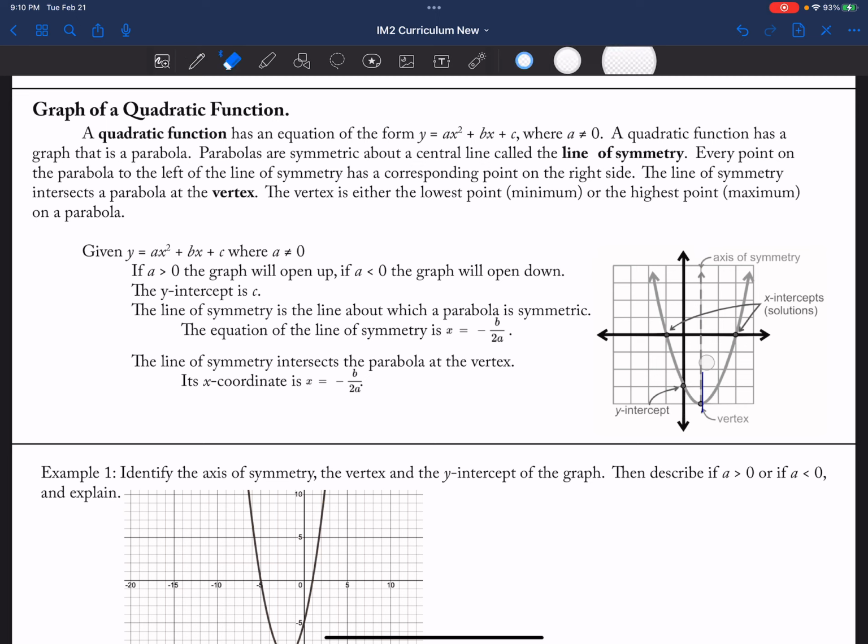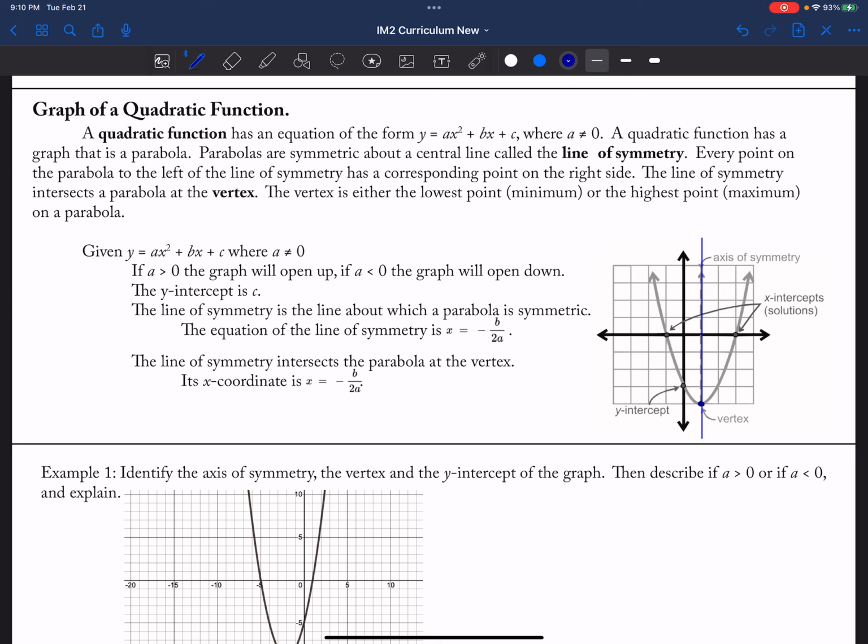Okay, so I'm going to erase that. Let's draw a better line. And on that line of symmetry is what we call a vertex, which is the highest or the lowest point of the graph.